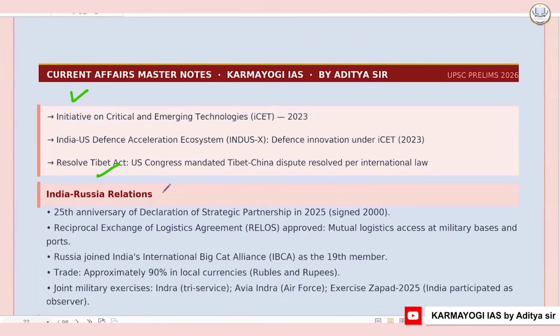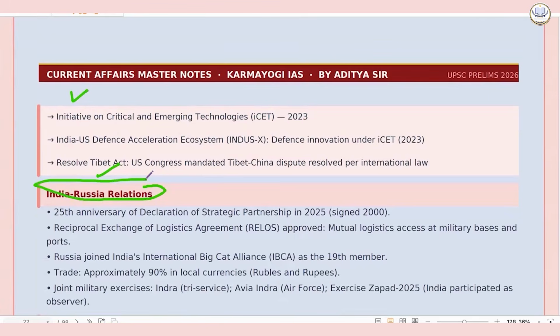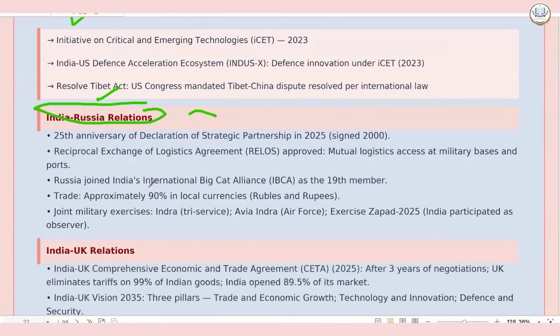And the India-Russia relationship: a tried and tested friend, with a very long relationship. Russia helped us during the 1971 war as well, and helped us with defense supplies. There is a strong relationship between India and Russia. 2025 marks the 25th anniversary of the Declaration of Strategic Partnership.